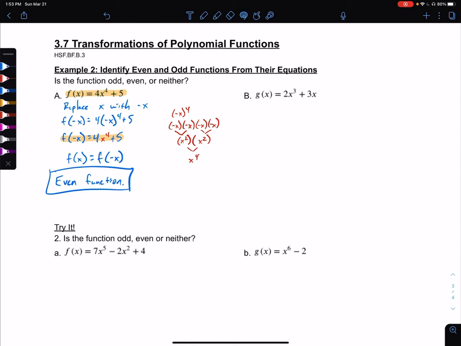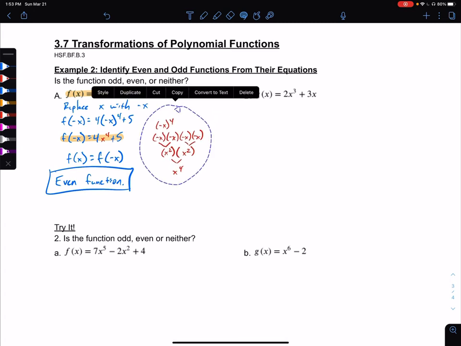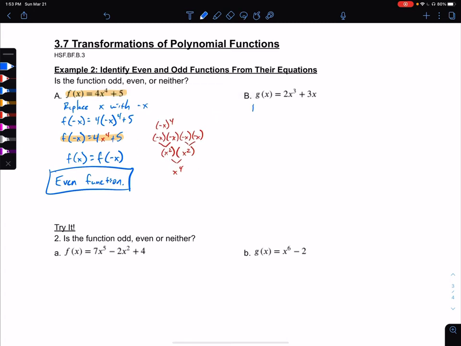In part B, let me just move this over a little bit. In part B, we're going to do the same thing. We want to replace x with negative x. So now we're going to look at g of negative x, and I'm going to plug in a negative x at each part of my equation. So these x's each became negative x. Same idea. We want to simplify. We want to get rid of that negative x and see what things will look like.